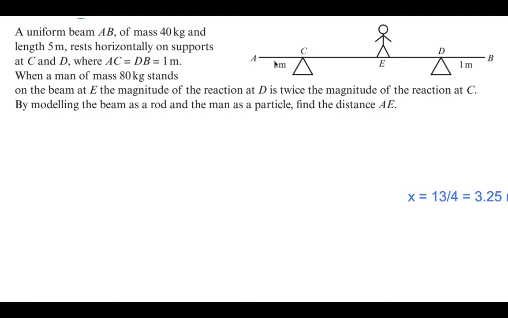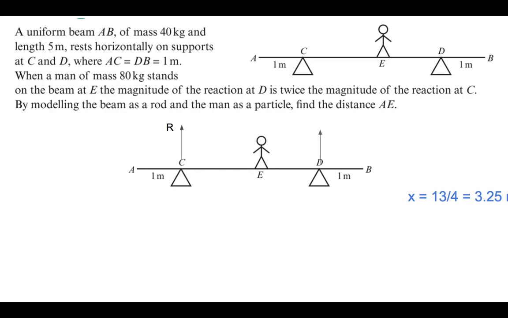It says, by modelling the rod beam as a rod and the man as a particle, find the distance A to E. Okay, so you can see what the answer is, but let's just show how we get there. So again, if we label our forces and our directions on this diagram, because it says that the reaction at D is twice the reaction at C, we've got that the reaction at C is R, and the reaction at D will be 2R.